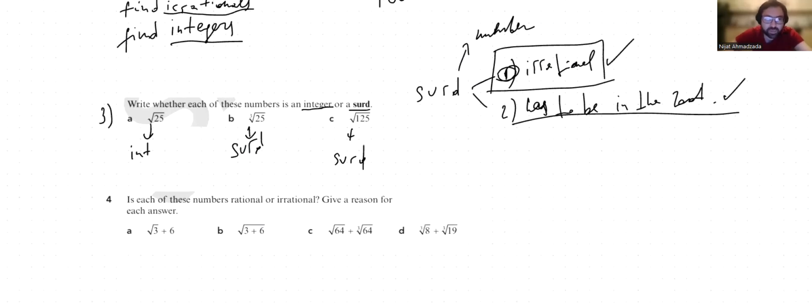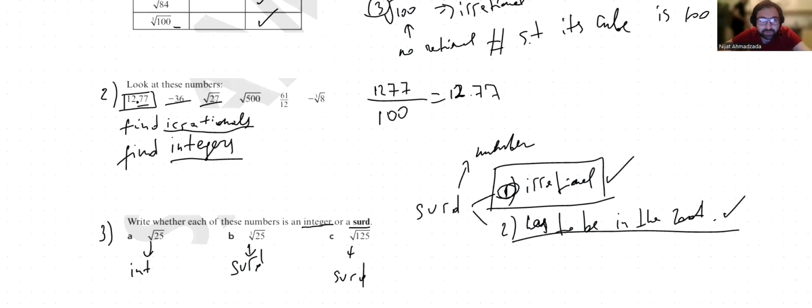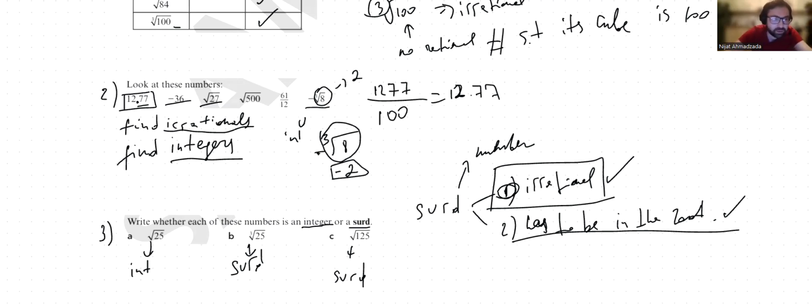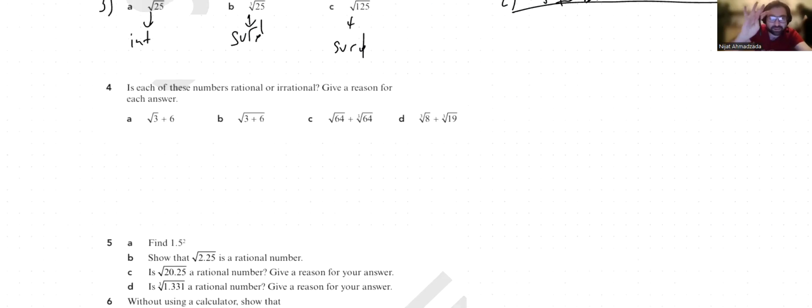Okay, let's do the last part as well. Negative cube root of 8. So cube root of 8 itself is equal to 2. From the cube root of 8 part, I'm getting 2, right? And then I'm going to add this negative because it was outside of the root. So it will be equal to negative 2. So it is an integer. Okay, question number 4.